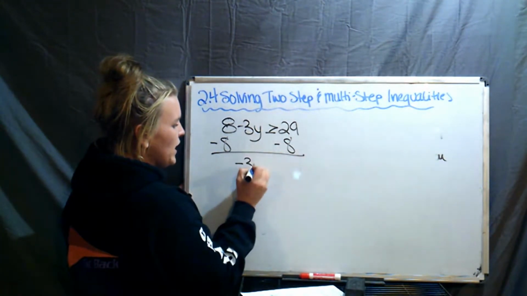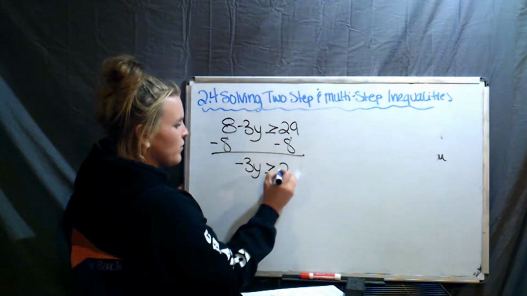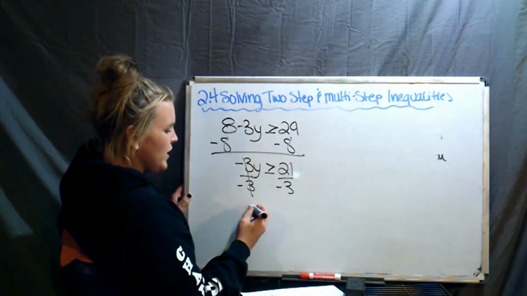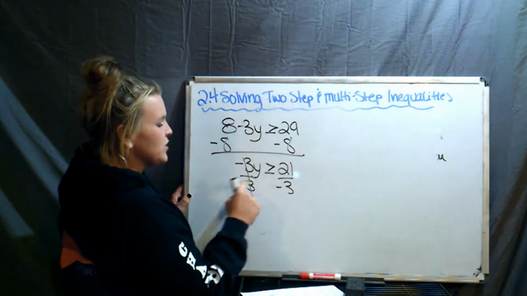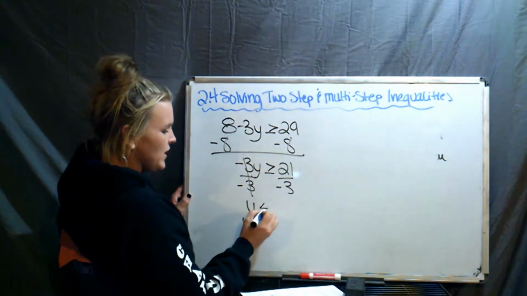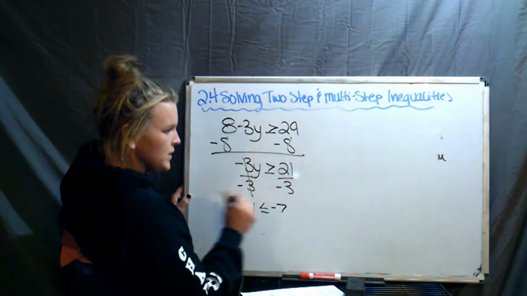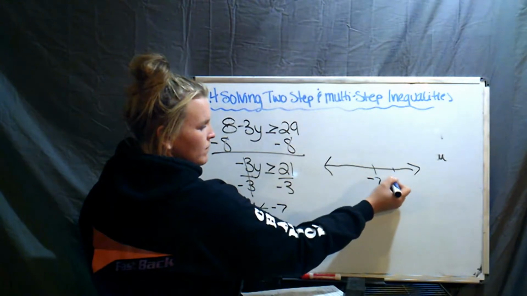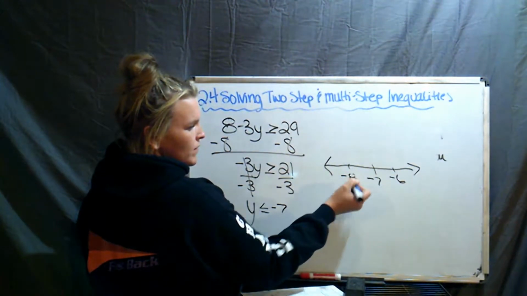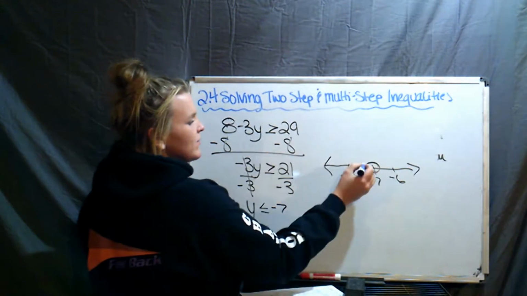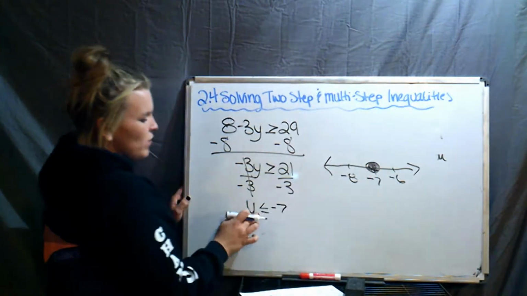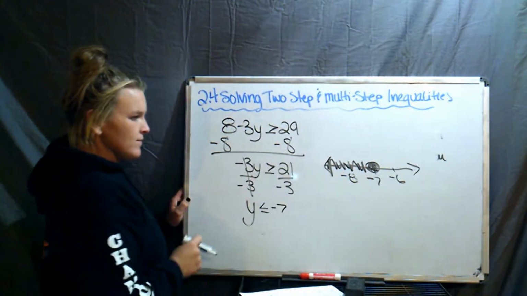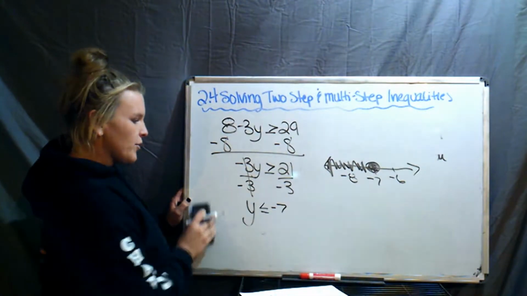I have a negative 3y is greater than or equal to 21. Divide both sides by negative 3. These are going to cancel out. Now y, we need to switch our sign because we divided by a negative, is going to be less than or equal to negative 7. I'm going to graph that on a number line. Okay, my dot at negative 7, I'm going to shade it in because it's equal to negative 7. And y is going to be less than negative 7, so shade to the left because it's everything less than negative 7. All right. Let's go on to number 3.